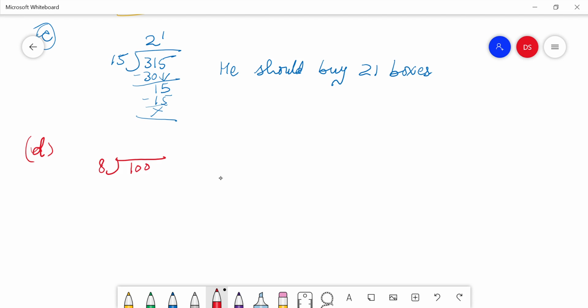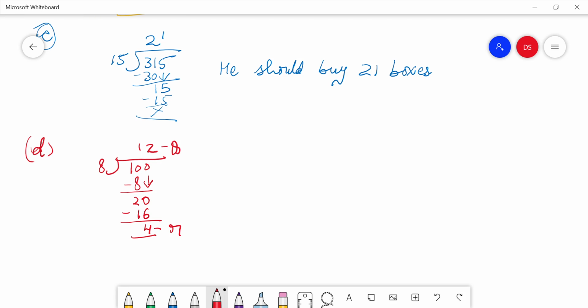So 8 ones are 8. This is 2. Next, 0. We have 20 now, but there is no 20 in the table of 8. So we will count the table of 8 less than 20. 8 ones are 8. 8 twos are 16. Subtract 16 from 20. This is 4. And children, here it is 4 now and it is not divisible by 8. So it is the remainder and 12 is the quotient.